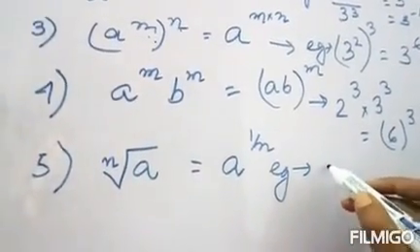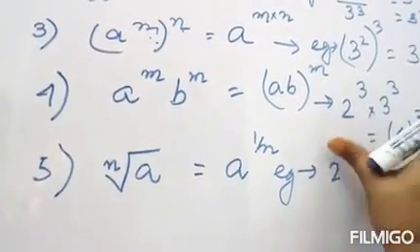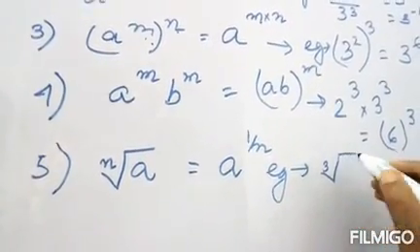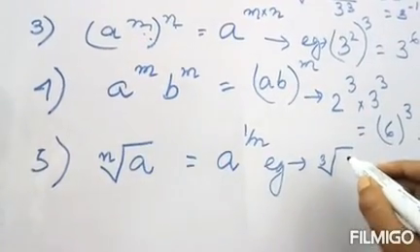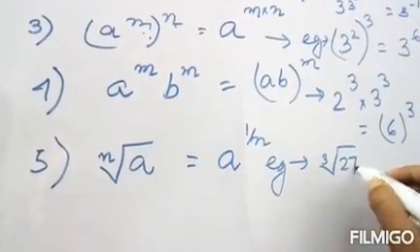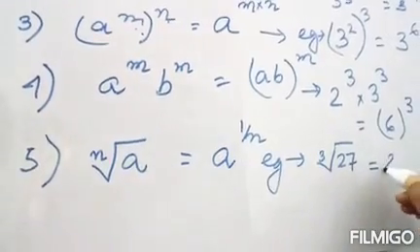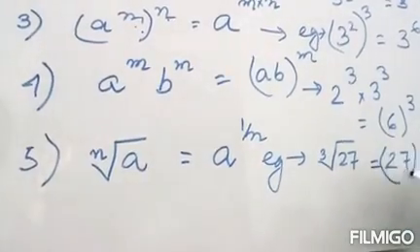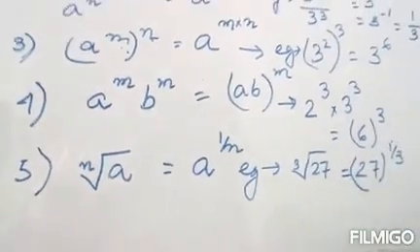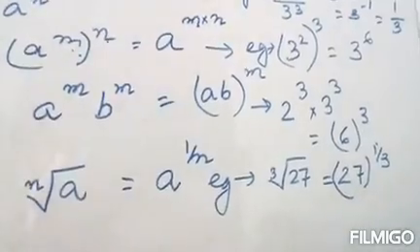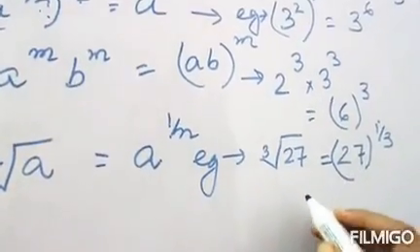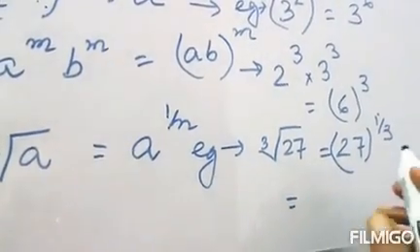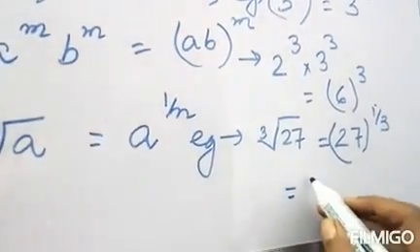Example, if I am given the cube root of, suppose, 27. Cube root of 27 means 27 to the power 1 by 3. Now how can we write this? We know that 27 means what? 3 into 3 is 9, 9 into 3 is 27, right?